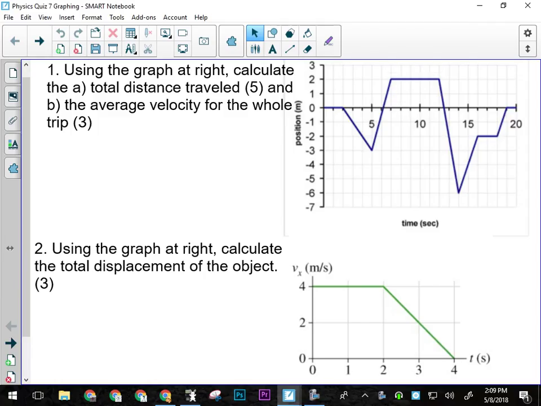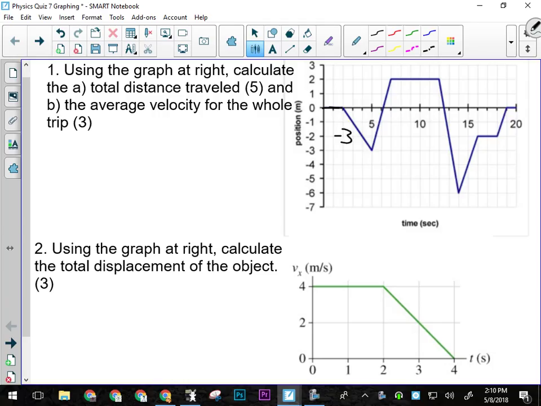All right, so for question number 1, we have a position versus time graph. The first thing they want us to calculate is the total distance traveled. So what I have to do is figure out how far did I go in each section of the graph. Well, in this part of the graph, how far did I go? 0. I was stationary. And then here I went from a position of 0 to a position of -3.